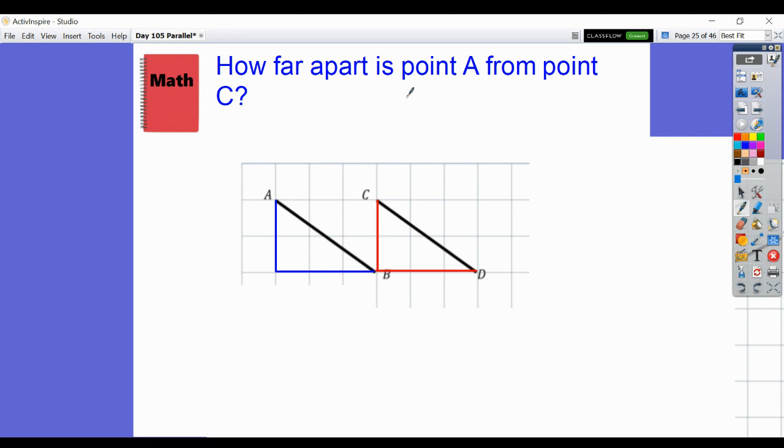How far apart is point A from point C? Well, here's point A. Here's point C. So you're measuring the distance. Remember, it's not inches, feet, miles. It's just units. So in this case, it would be 1, 2, 3. 3 units. How far apart is point B from point D? B and D. Same process again. 1, 2, 3. 3 units.